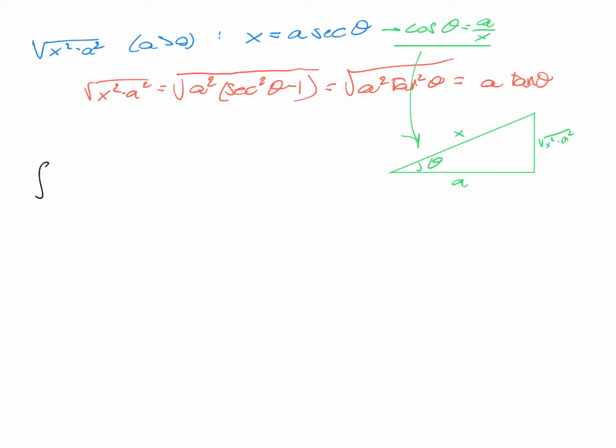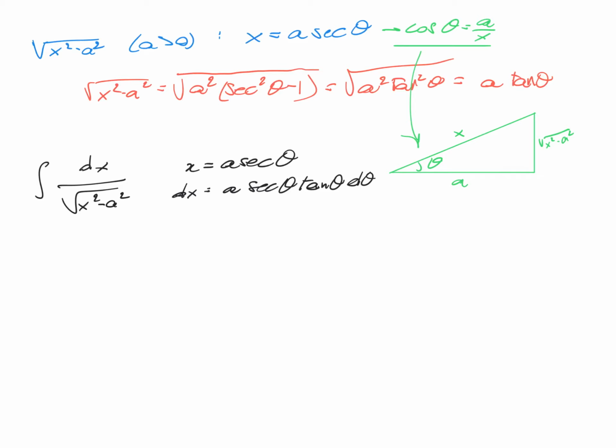Take then, for example, the integral of dx divided by the root of x squared minus a squared. The substitution then is set x equal to a times secant of theta, and then dx is a times the secant of theta times the tangent of theta d theta. We then plug this in, so we get a secant theta tangent theta d theta divided by the root of x squared minus a squared, which we calculated is a times tangent of theta.